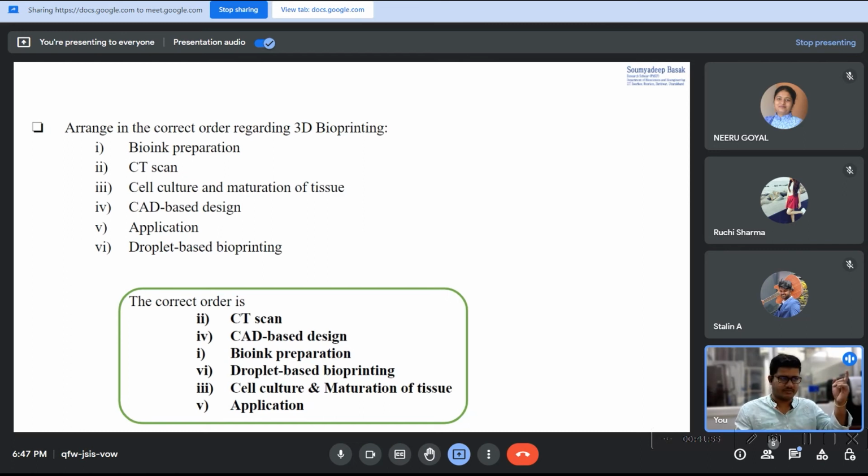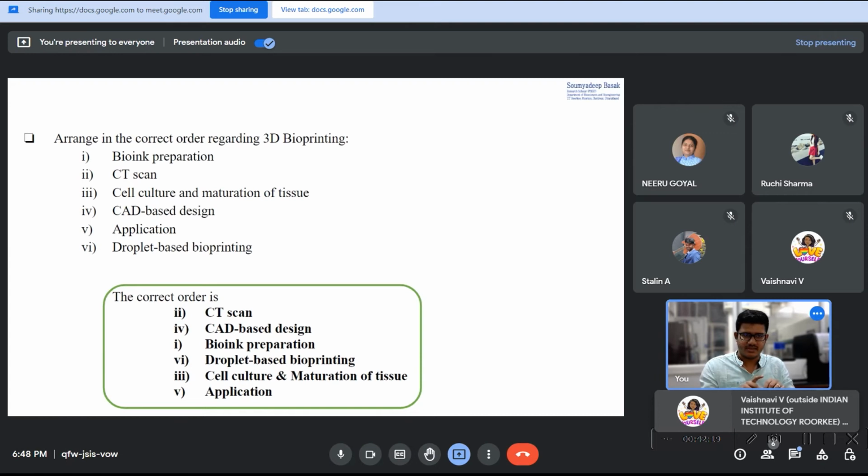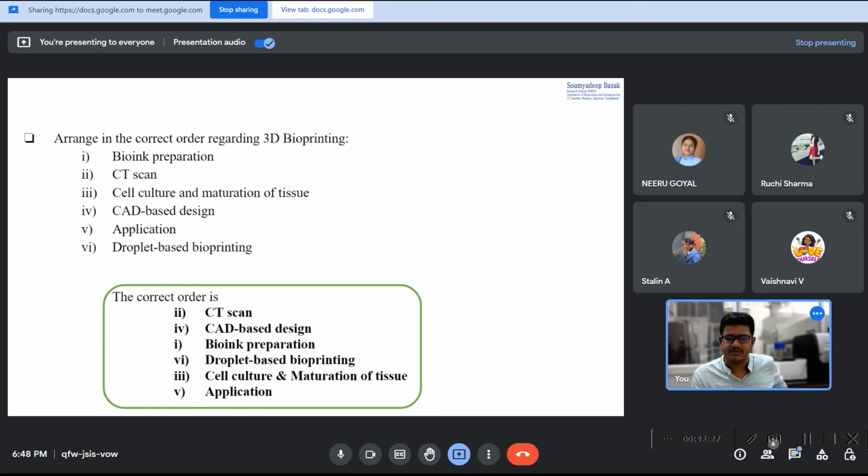So think about it as a series of events you are performing to have a 3D tissue. You will first have a design, then prepare the design in such a way that it can be printed. For example, if you need to print a letter through a printer, at first you have to write it. Similarly, we are preparing a CT scan and CAD-based design. Then we will be printing it. After that, we will be culturing it, and then our particular application will be made, in a stepwise, event-based manner. Try to remember it.